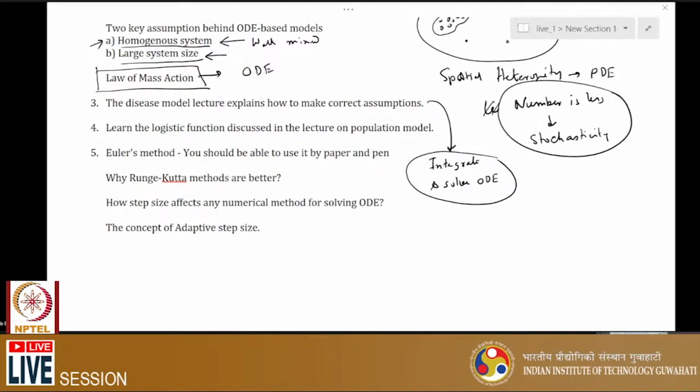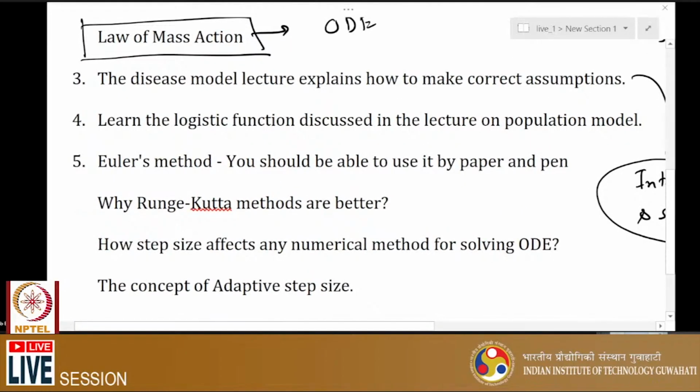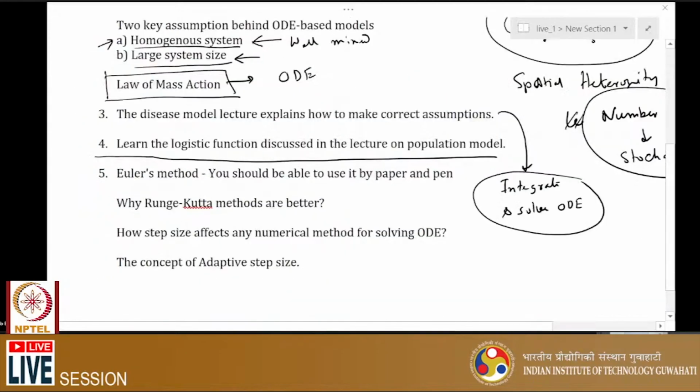The second thing is that let us go to the other model, the fourth lecture, where we use the population model. What you should focus on is, again, in this problem, you should learn how we are doing the integration. It's a very simple integration, not a complicated one. Again, that will help you to learn how to do simple integration to solve an ODE. But you should learn one important thing apart from that in this population model lecture, and that is logistic function.